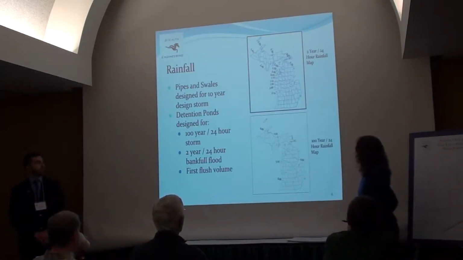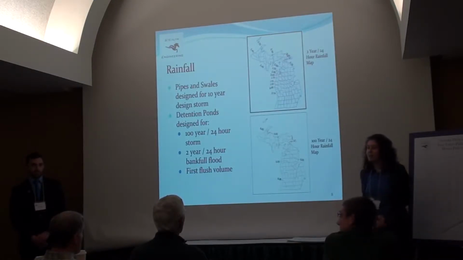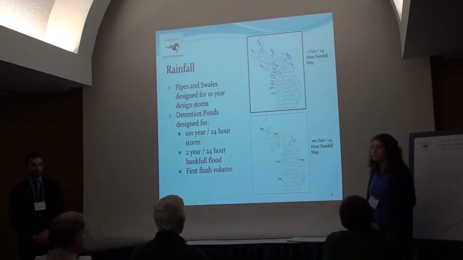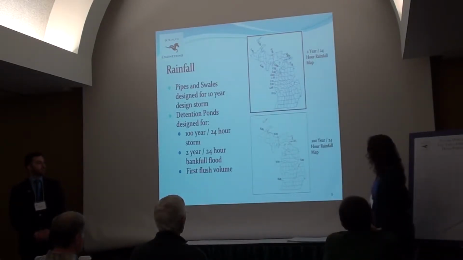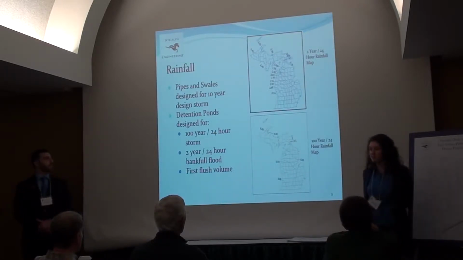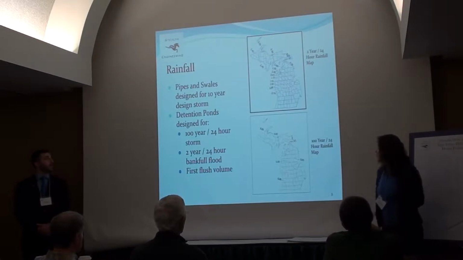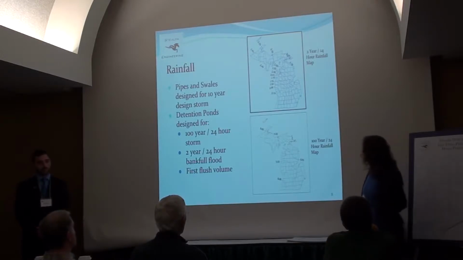This map similarly shows the same data, except it's for an event with a 1% chance of occurring every year. So we have a 1% chance every year that we will have 5.5 inches of rain. Our detention ponds were designed to handle these intense storms, and they were also designed to hold the first flush volume, which is the first half inch of rain that occurs during a storm event.